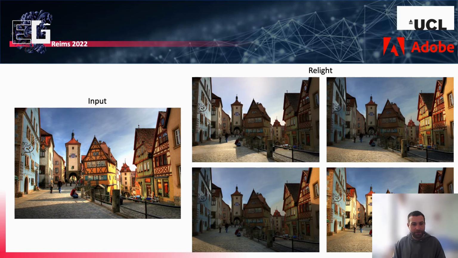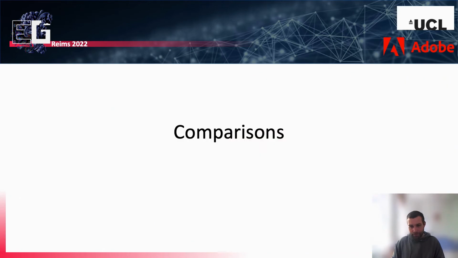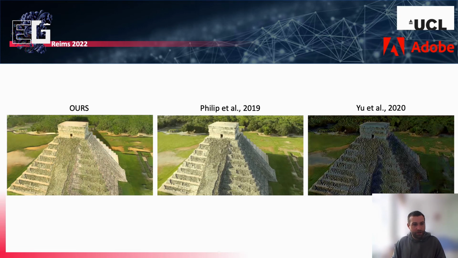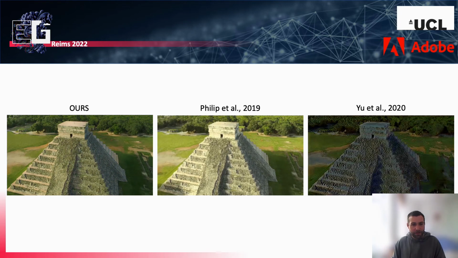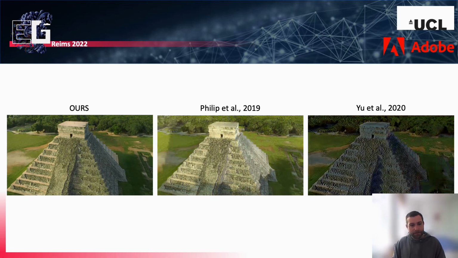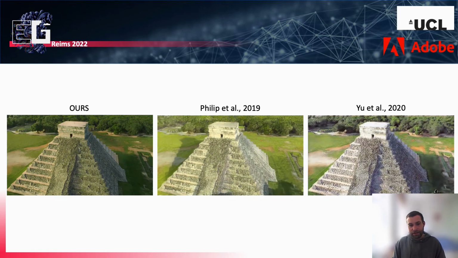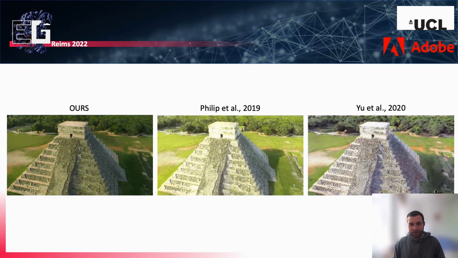Again, we show another example of Rothenburg in Germany. We compare our work to Philip et al. and Yu et al. Notice how in this example, we have temporally consistent cast shadows under different lighting directions. Similarly, Philip et al. also can produce these. However, we only require a single image's input. In contrast, Yu et al. can relight the image, but there are no cast shadows.